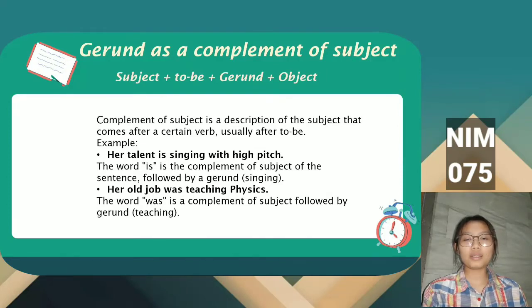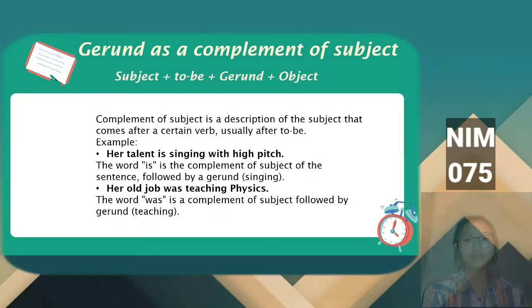Example number 1. Her talent is singing with a high pitch. The word singing is a gerund as a complement of the subject. Example number 2. Her old job was teaching physics. The word teaching is a gerund as a complement of the subject.